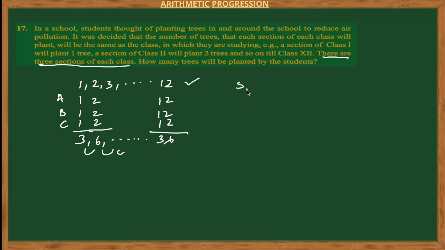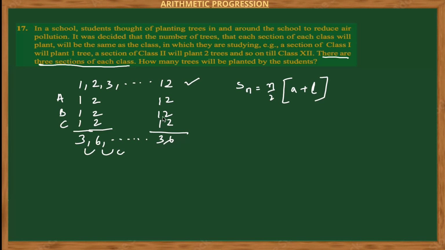We can find this sum by Sn is equal to n by 2 times... Okay, so we know the last term. Either we can use the other formula or we can use this formula when we know the last term. So let's use the last term formula. Here the advantage is that the steps will be fewer. This last term is nothing but a multiple of 3.